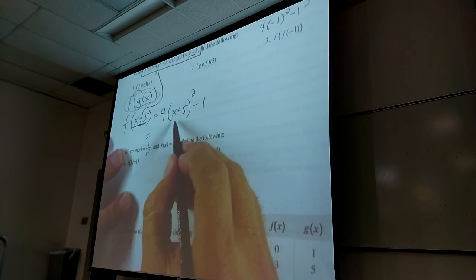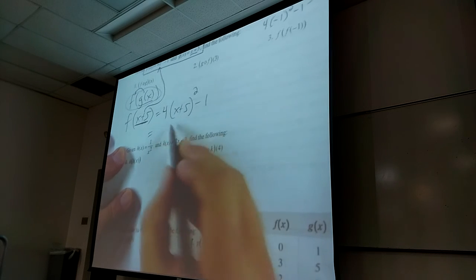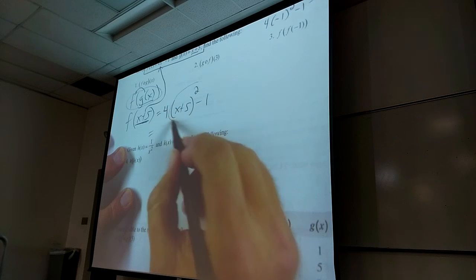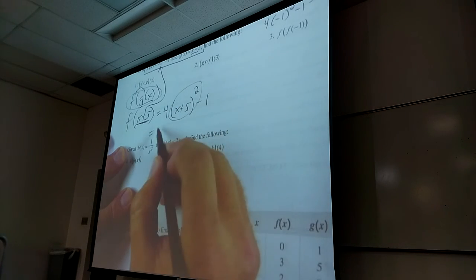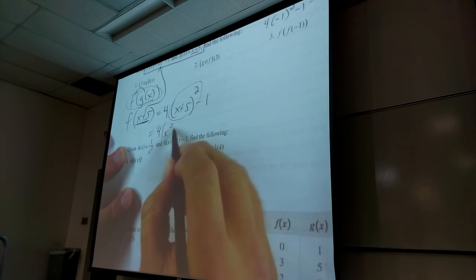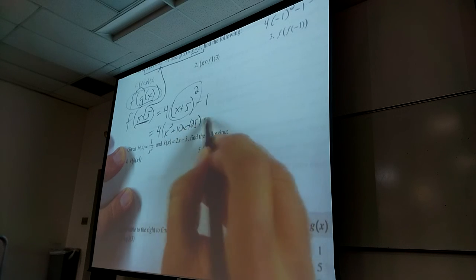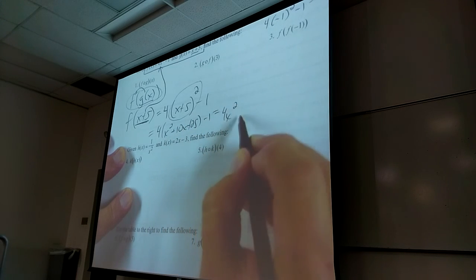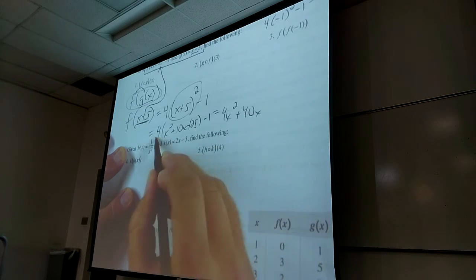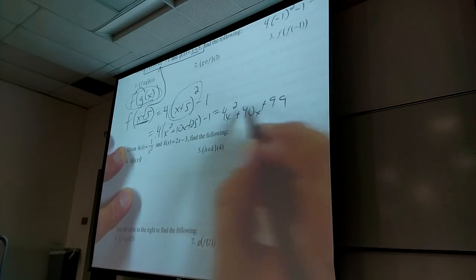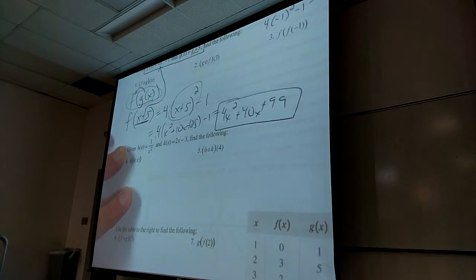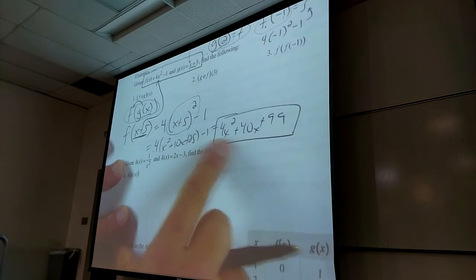How do I simplify this a little bit? Squared, that's right. So I get x squared plus 10x plus 25. So then I get 4x squared plus 40x plus 100 minus 1 is 99. So that is the f of g function.